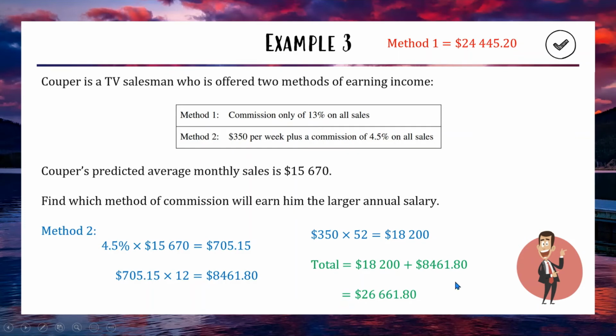option. It's also a better option because, like I said, if his predictions are off and if he has a bad month where he doesn't make much sales, he'll still be getting $350 per week regardless. So method 2 is a much safer option, and given his predicted sales figures, it's the smarter option.